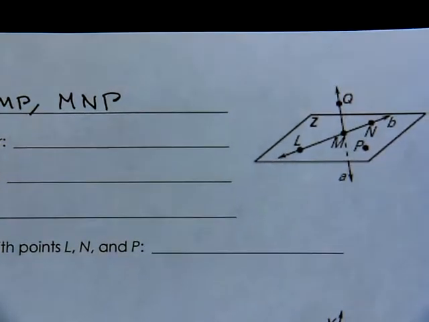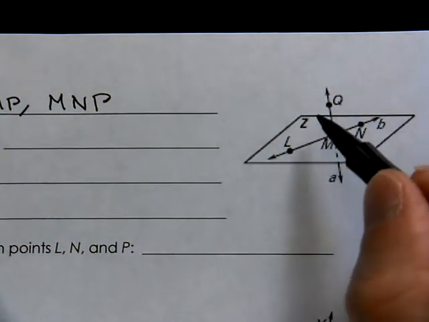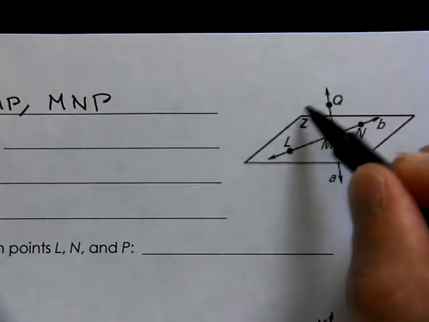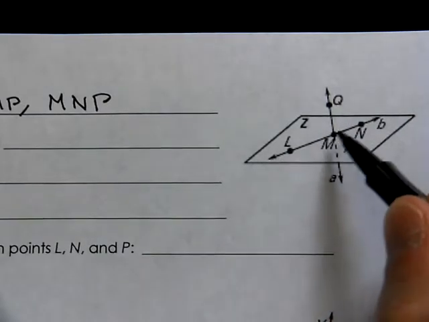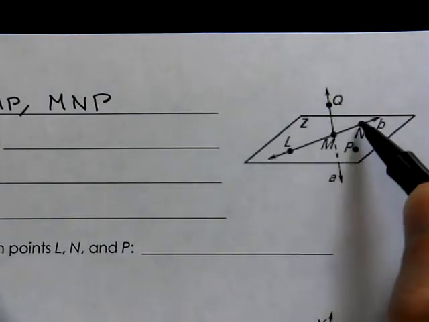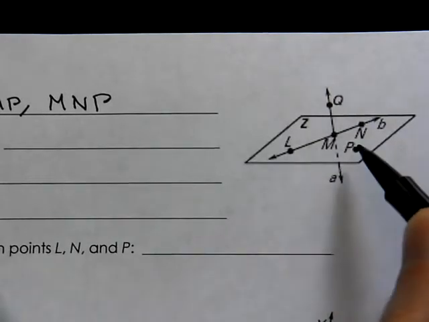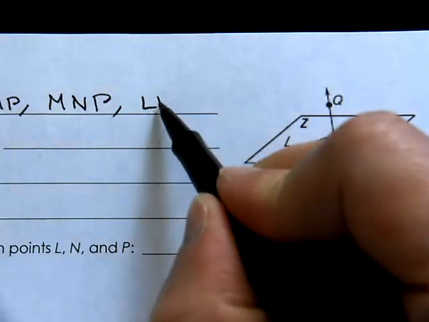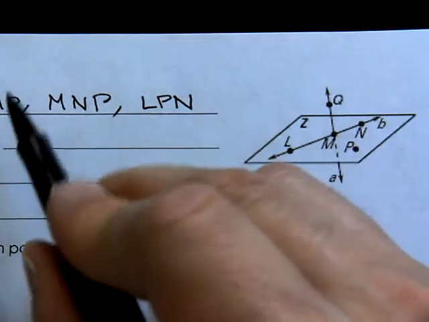Here's what not to do. Do not use L, M, Z, because Z is not a point. It has to be 3 points on the plane, and Z is not a point. And again, don't use the 3 letters that are in a straight line. So one more combination, we could use letters L, P, and N. L, P, N. And again, those letters can be written in any order. You can shuffle them around.